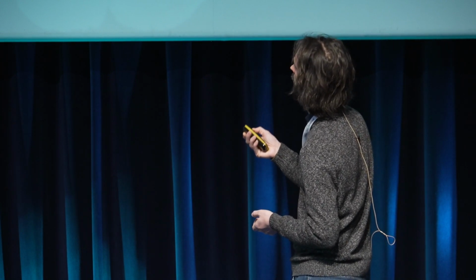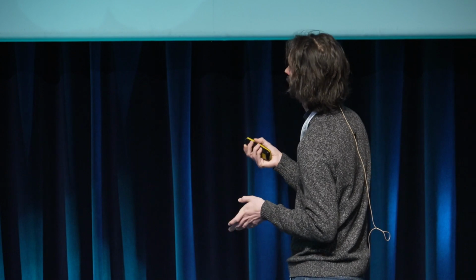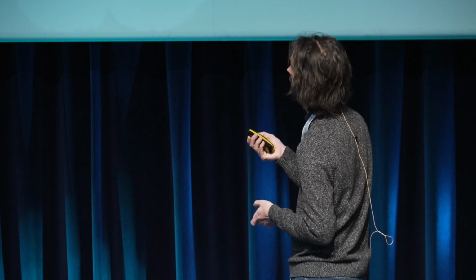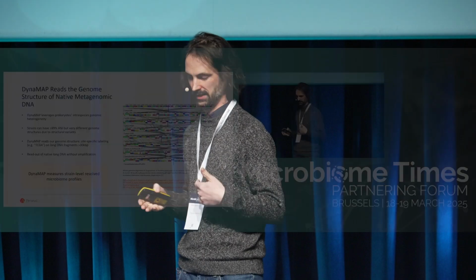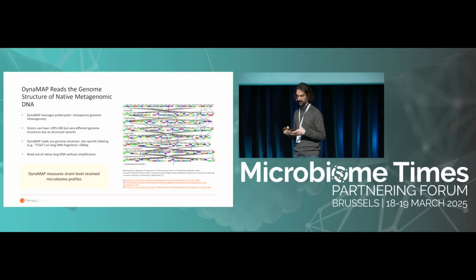I'm showing here some examples of different Yersinia pestis strains. The colored blocks that you see here indicate regions of the genome that are identical between the different strains, but have been reorganized in the structure of the genome. So they can have extremely high ANI, 99.5% or more, very high average nucleotide identity, and yet represent themselves very differently at the scale that we're looking at of 50 kilobase pairs. And that's where our method, DynaMAP, is extremely sensitive. I will show some data later. That is really the mechanism that allows us to do microbiome profiling at the strain level.